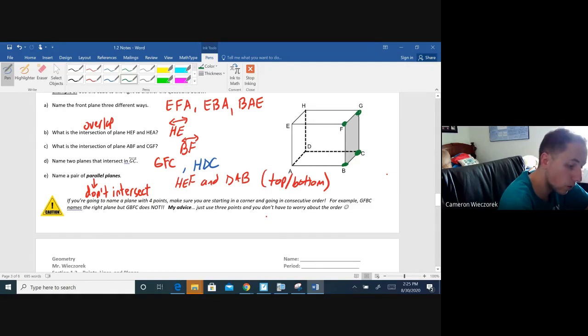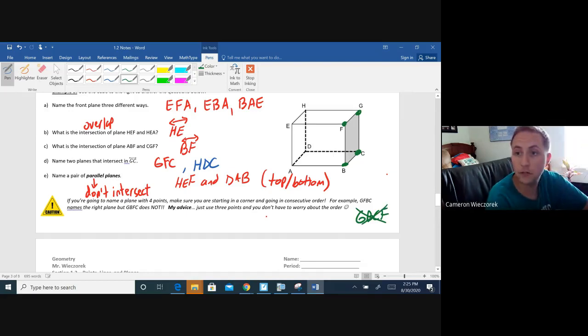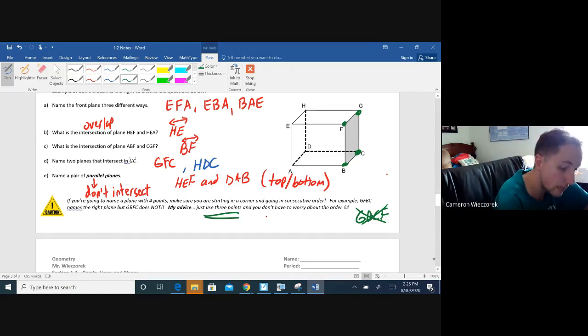But if you start jumping corners like G to B to C to F, that's not okay. You can't name a plane when you cross corners. Go clockwise or counterclockwise in order if you're going to use 4 points. Or just use 3, and then the order doesn't matter at all. Just one of those little sneaky things in geometry that they're picky about.